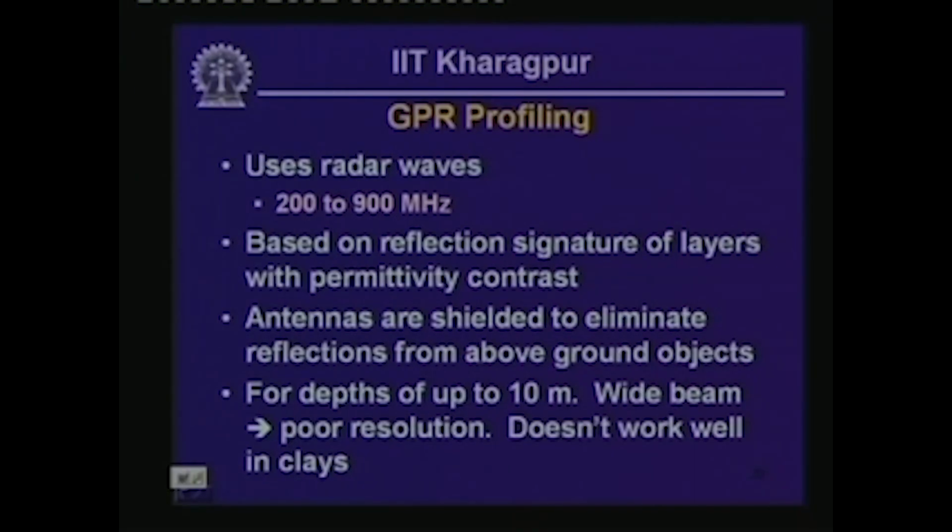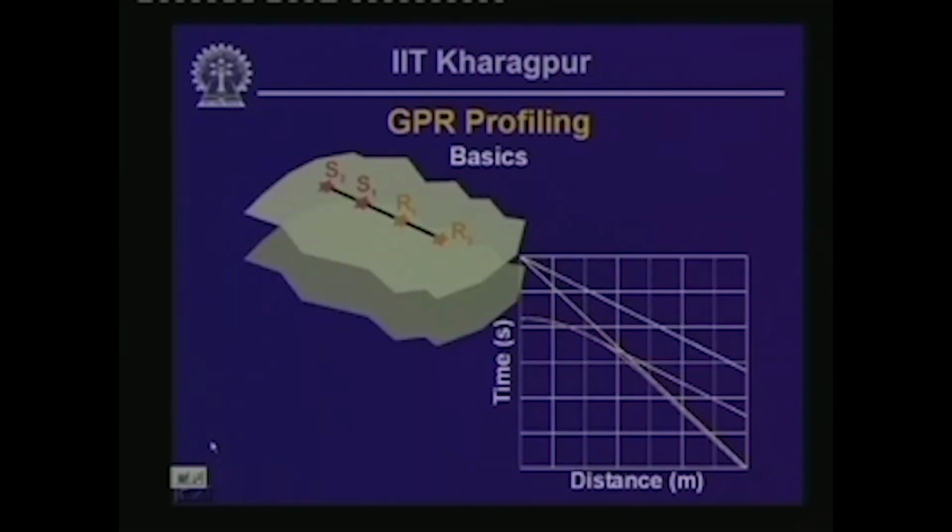Antennas are shielded to eliminate reflection from above ground objects, and typically the depth sampled is less than or equal to 10 meter. The resolution is not very great in this case, and it does not work well for many absorbing soil types such as clays.